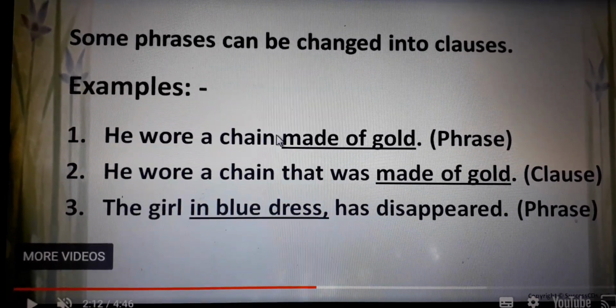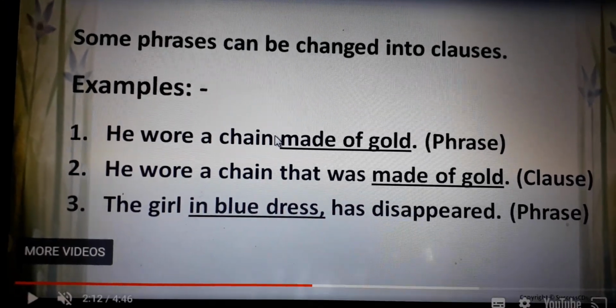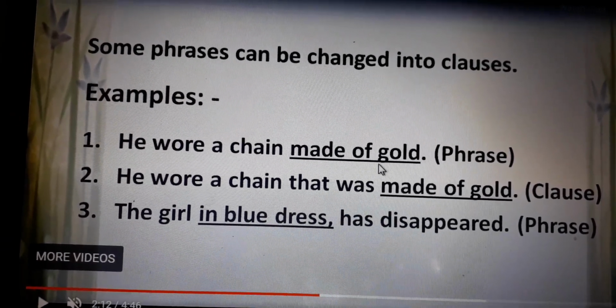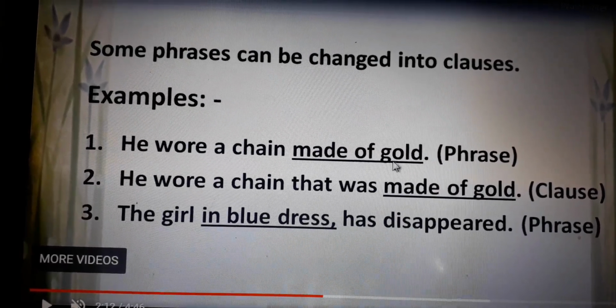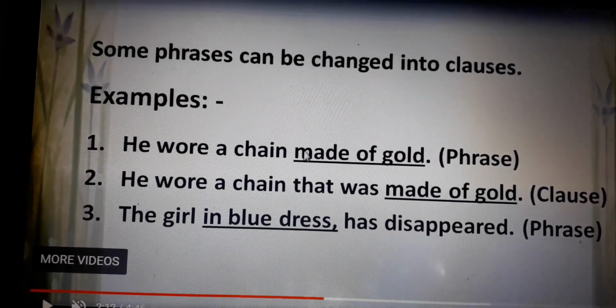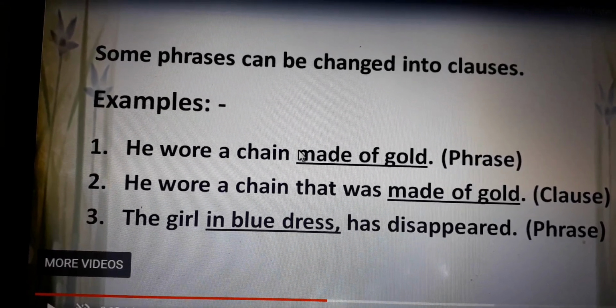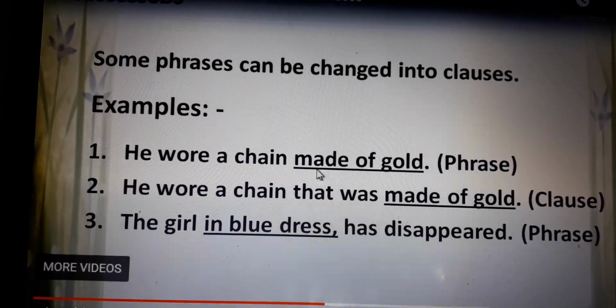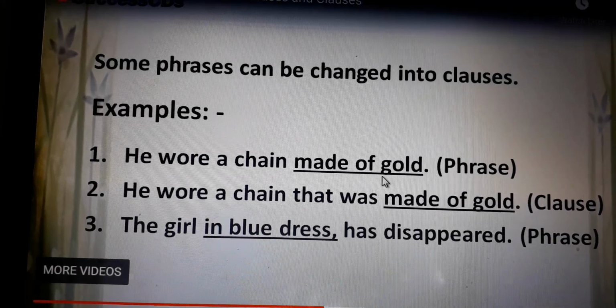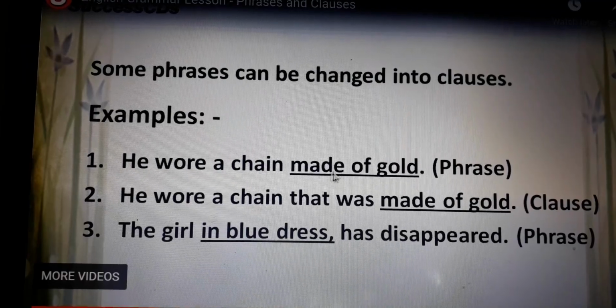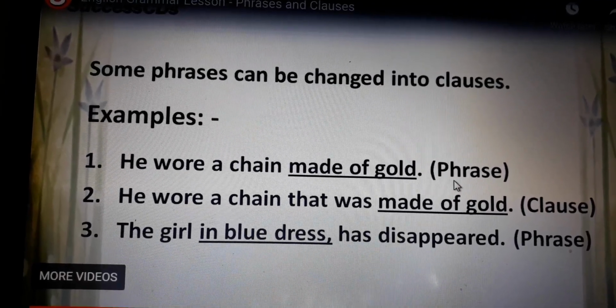Now see the first example. He wore a chain made of gold. Now "made of gold" is a phrase here because it is a group of words which does not have a subject and a verb, right? It is only a phrase which is forming a part of a sentence. He wore a chain made of gold. "Made of gold" is a phrase here.